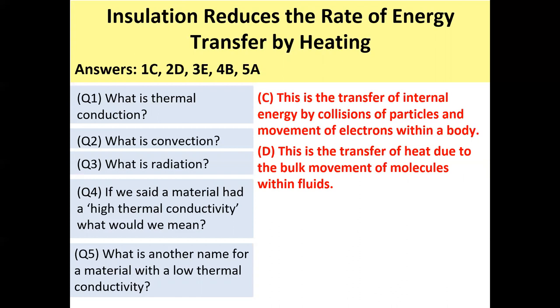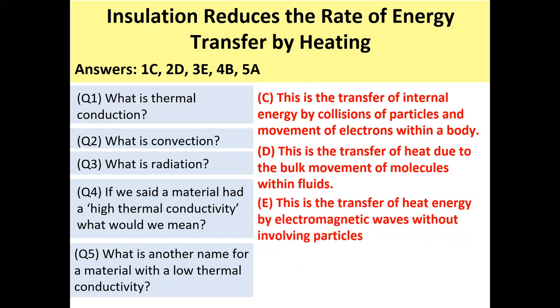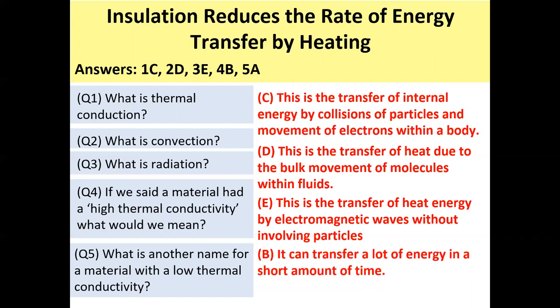Question three. What is radiation? Well, radiation is a transfer of heat energy by electromagnetic waves without involving particles. Question 4. If we said a material had a high thermal conductivity, what would this mean? Well, it means it can transfer a lot of energy in a short amount of time. Question 5. What is another name for a material with a low thermal conductivity? Well, we call these insulators.